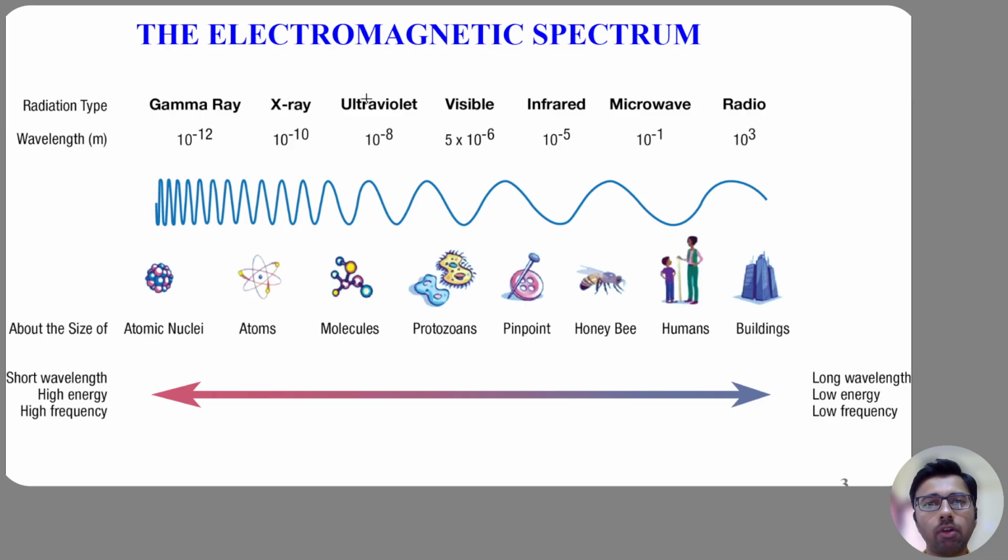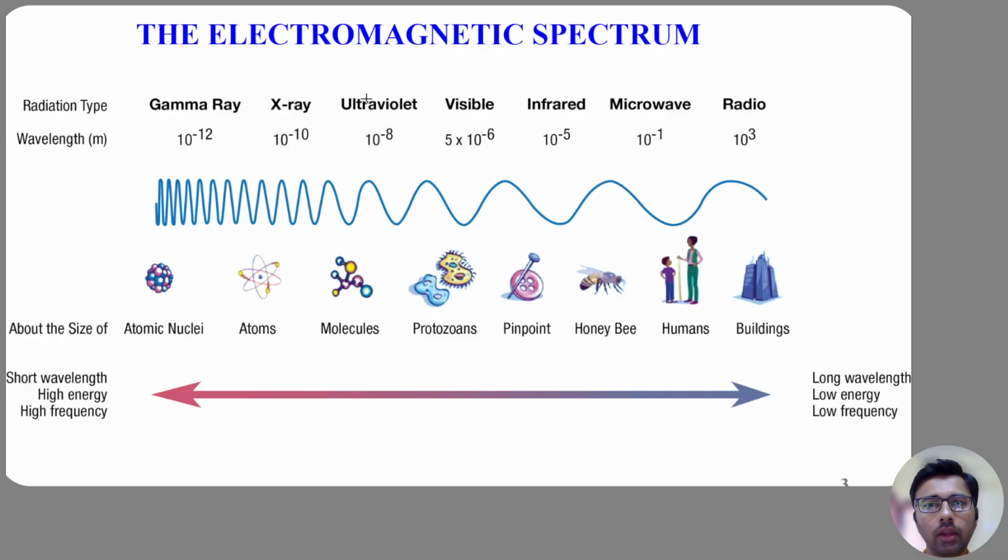Our primary focus in this course lies in the ultraviolet and visible regions. Ultraviolet radiation typically has wavelengths around 10 to the power of minus 8 meters. Visible light lies near 5 times 10 to the power of minus 7 meters. These wavelengths correspond closely to molecular dimensions and microscopic biological structures. This is precisely why visible spectroscopy is powerful for molecular studies.